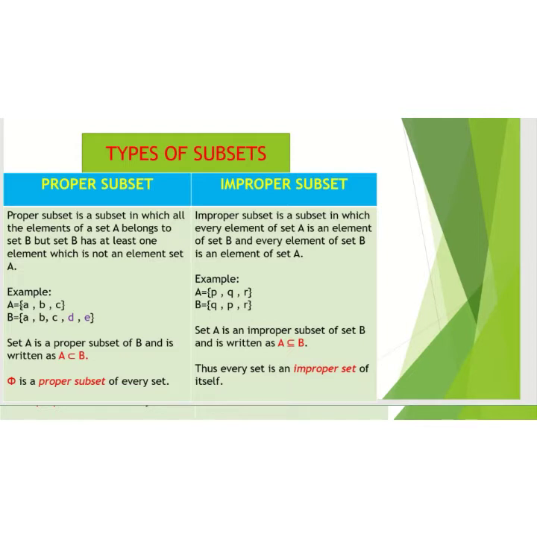Set A is equal to {A, B, C}, and set B is equal to {A, B, C, D, E}. Here set A does not contain the elements D and E. So according to the definition of proper subset, set A is a proper subset of set B. Proper subset is denoted by the given symbol. Null set or empty set is a proper subset of every set.